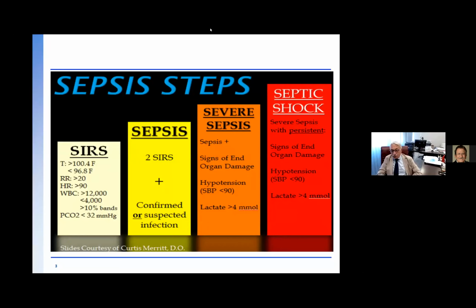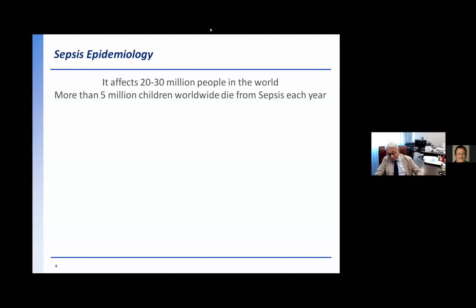And then the third step is a severe sepsis that involves organ damage with hypotension, SBP more than 90, and lactate more than 4 moles. And then the fourth step is a septic shock involving severe organ damage with hypotension and lactate.